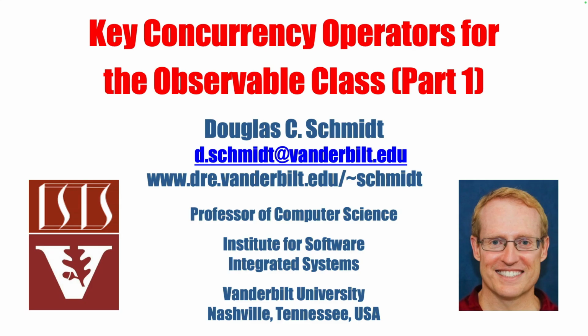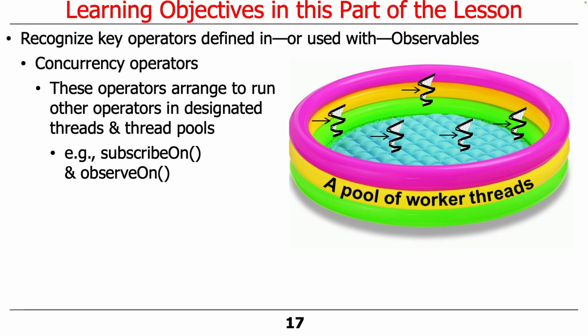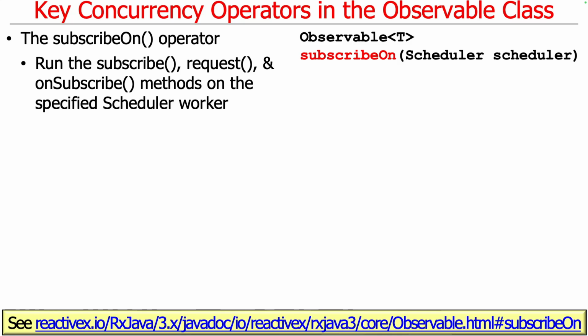Let's continue on by covering the concurrency operators. This is going to start talking about operators that are used to arrange to run other operators in designated threads or in thread pools. And here we're going to talk about the subscribe on and observe on operators. And these are quite interesting, as you'll see in a second.